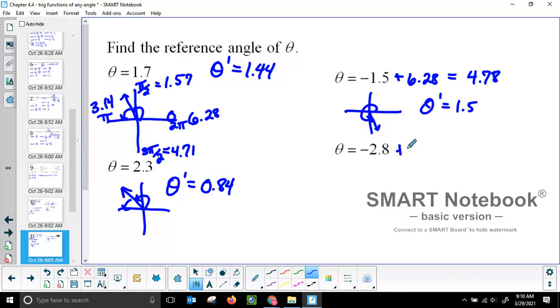Negative 2.8, I would do the same thing, so add 6.28. When you do that, you get 3.48. So 3.48 would be down here somewhere. I'm trying to go back to the x-axis here, so I'm trying to get back to 3.14. I would have to subtract 0.34.